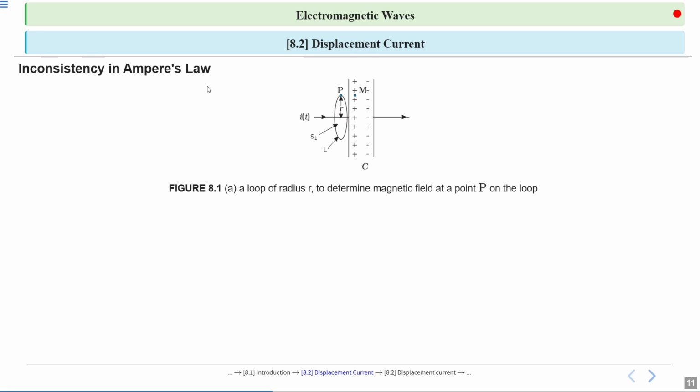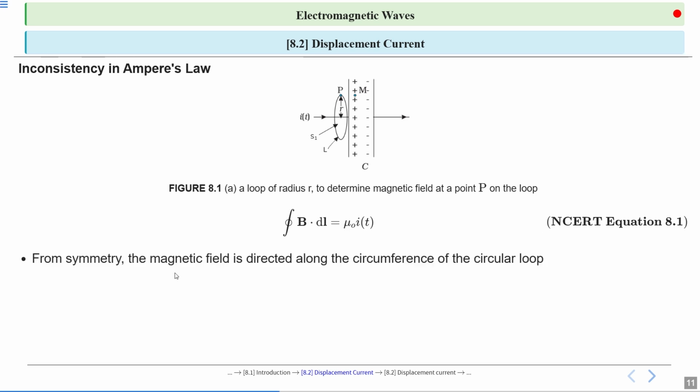Now, the inconsistency in Ampere's circuital law. What was the inconsistency? According to Ampere's circuital law, the closed integral of B dot dl is equal to mu naught I(t). From symmetry, the magnetic field is directed along the circumference of the circular loop. We know that the magnetic field around a straight wire is in the form of concentric circles. We have taken the loop of radius r, so the magnetic field at this point P will be along this loop, due to the symmetry of the loop.